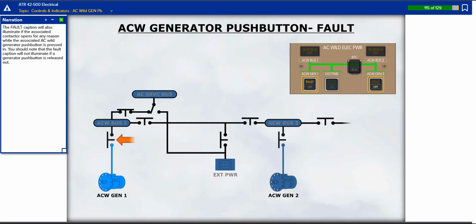The fault caption will also illuminate if the associated contactor opens for any reason while the associated AC Wild generator push button is pressed in. You should note that the fault caption will not illuminate if a generator push button is released out.